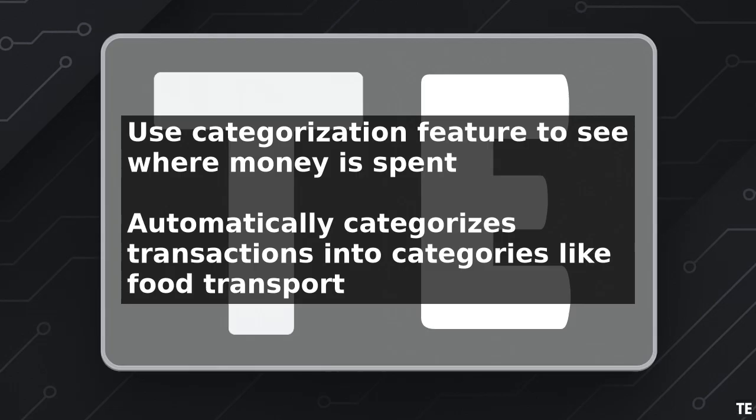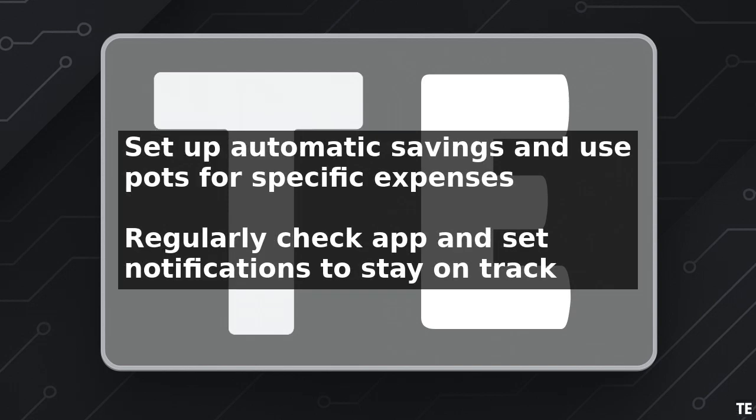Another key feature of Monzo is the ability to set up automatic savings. You can do this by setting a regular transfer from your main account to a savings pot, which will help you to build up your savings over time. To get the most out of Monzo's budgeting features, it is a good idea to check the app regularly to see how you are doing. You can also set up notifications to let you know when you are getting close to your spending limit, which will help you to stay on track.